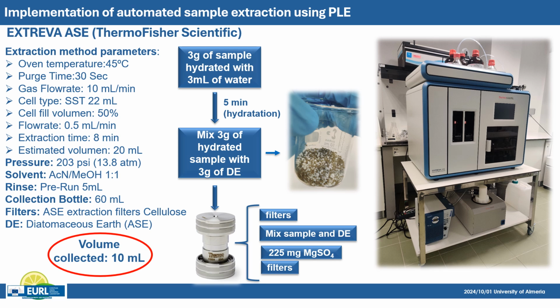First, weigh 3 grams of sample and hydrate with 3 milliliters of water for 5 minutes. Mix the hydrated sample with 3 grams of diatomaceous earth and place a cellulose filter in the bottom of the cell. Weigh 225 milligrams of magnesium sulfate. Add the sample and diatomaceous earth mixture, and finally close the cell correctly. The extraction cell is then introduced into the system and the extraction starts.